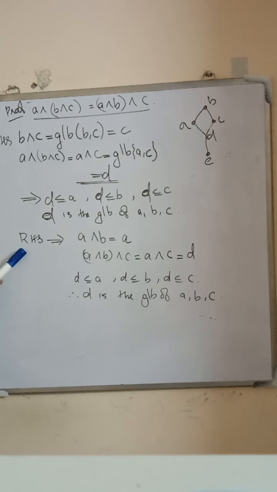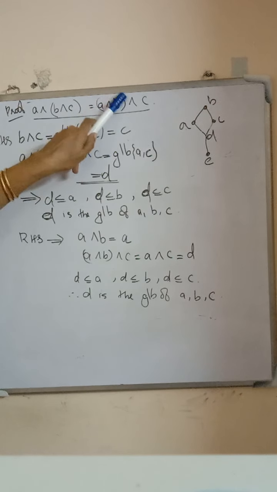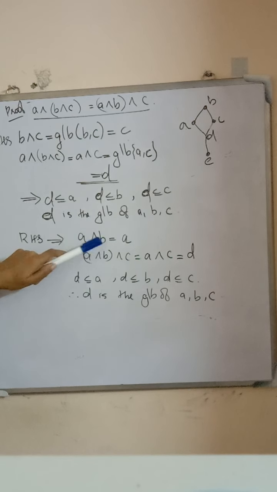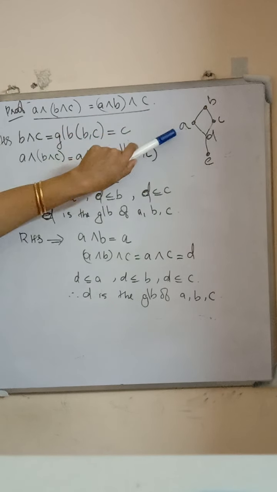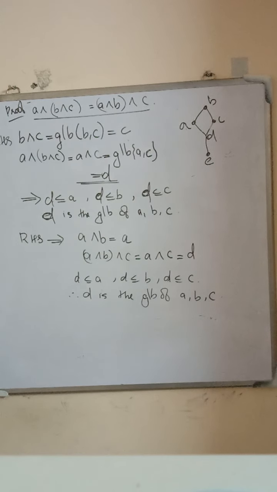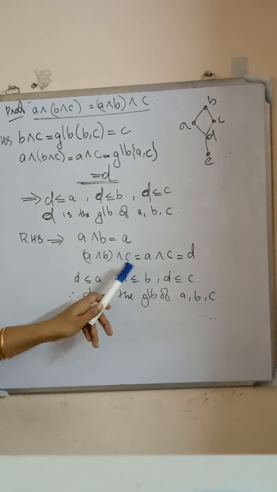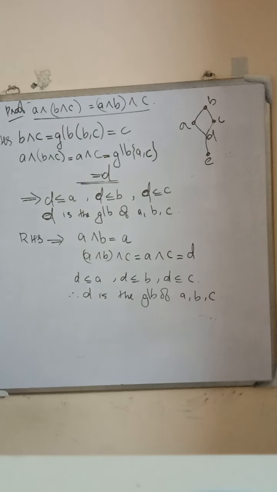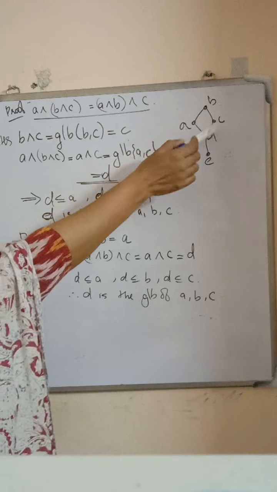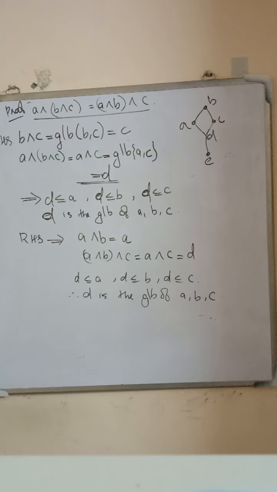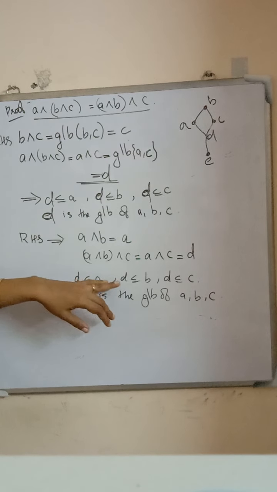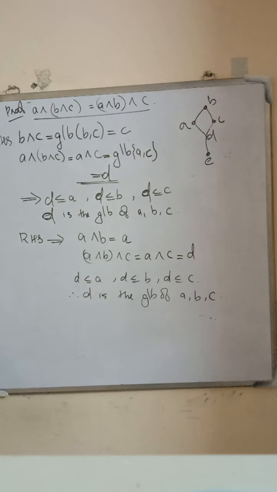Next, consider the right hand side. First of all, we do the term in the bracket, that is A meet B. What is A meet B? A meet B is again A. Then (A meet B) meet C is A meet C. What is A meet C? From this Hasse diagram, A meet C is D. Okay. So again here also we get D is less than or equal to A, D is less than or equal to B, and D is less than or equal to C. Therefore, D is the greatest lower bound of A, B and C.